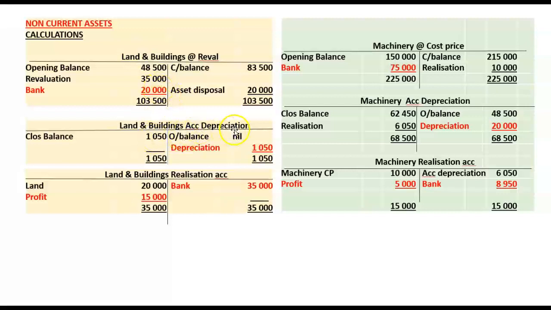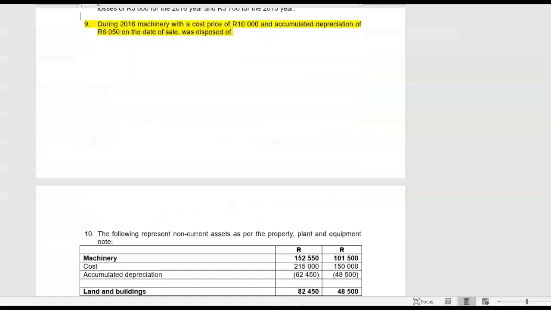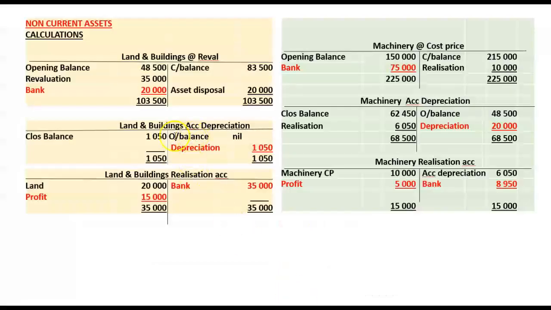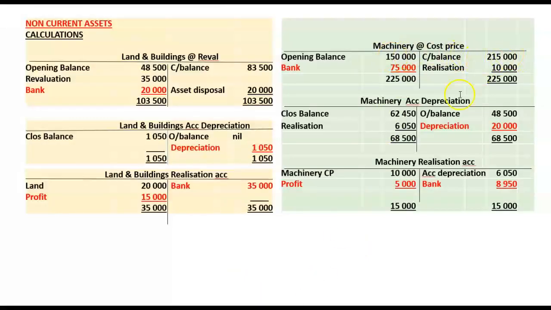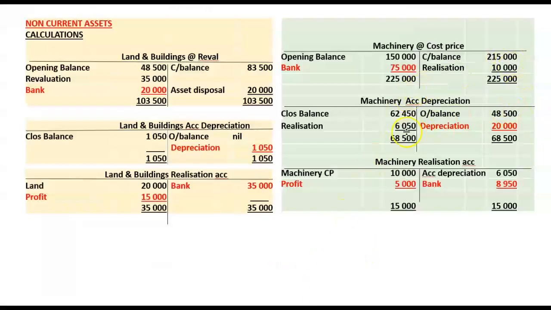Now our accumulated depreciation the balance was 0. Our closing balance for accumulated depreciation was here 1050, and they also told us that our depreciation charge for the year was 1050, so we have that. Moving to machinery at cost price, you're going to open up your cost account, opening balance 150,000, closing balance 215,000. Okay. Your accumulated depreciation account, opening balance 48,500, closing balance 62,450. There you have that.